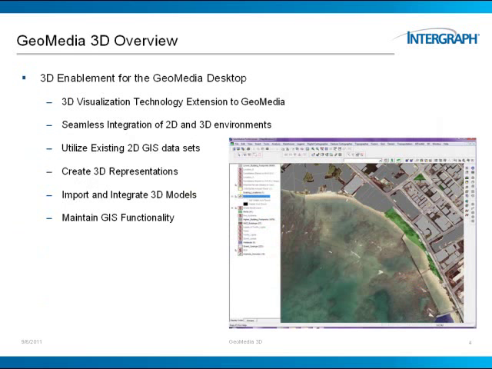At Intergraph, we've 3D-enabled the GeoMedia desktop with the technology extension to provide a seamless integration of the classical 2D top-down view with the new 3D environment. This extension enables our users to leverage their existing data sets and their GeoMedia tools to create 3D representations of their data, and they can also incorporate 3D models into the mix. And when done, you still have access to the analytical capabilities of GeoMedia.